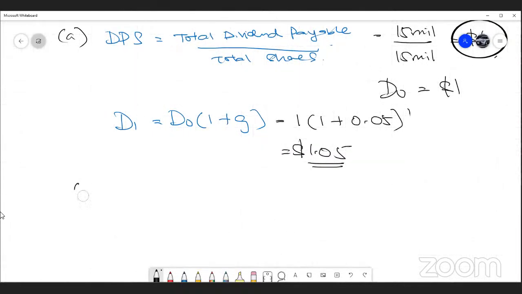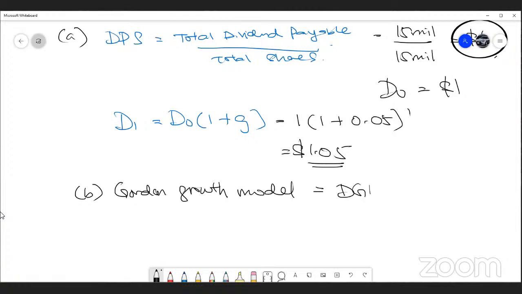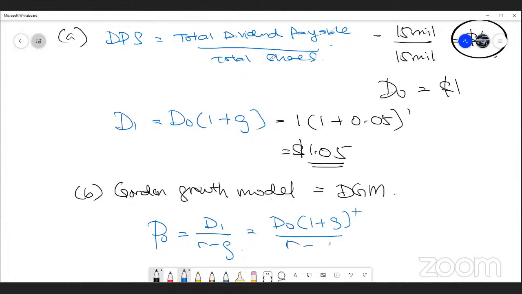Part B, they ask you to use the Gordon Growth model to calculate Super Thrift's stock price today. The Gordon Growth model is your dividend growth model, the DGM. So what is DGM? The DGM formula is price at time 0 equals D1 divided by R minus g, or it can also be written as D0 times 1 plus g to the power of t, divided by R minus g.